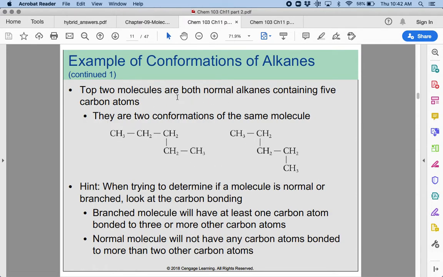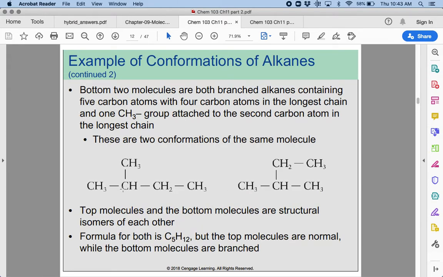So the top 2 molecules are both normal alkanes containing 5 carbon atoms. So again, they're normal because I can run my finger along the entire molecule and touch all the carbons in the chain without lifting my finger. Same with this one. Even though there's a bunch of little twists and turns and bends to it, I'm still never having to lift my finger.